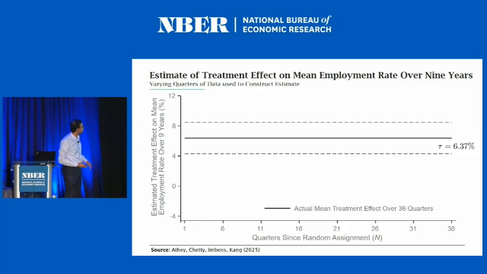All right, so let me show you that with this plot here, where I'm showing in the black line the actual long-term treatment effect of 6.37 percentage points. So let's now see what we get with different surrogate approaches.